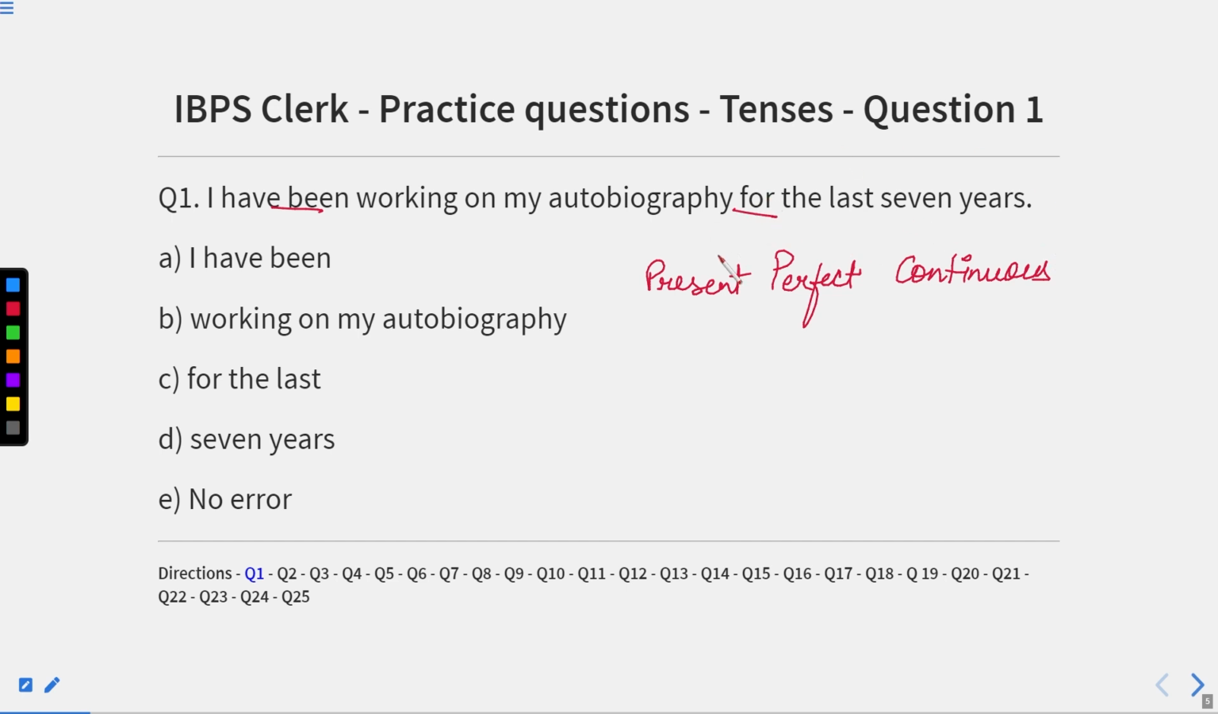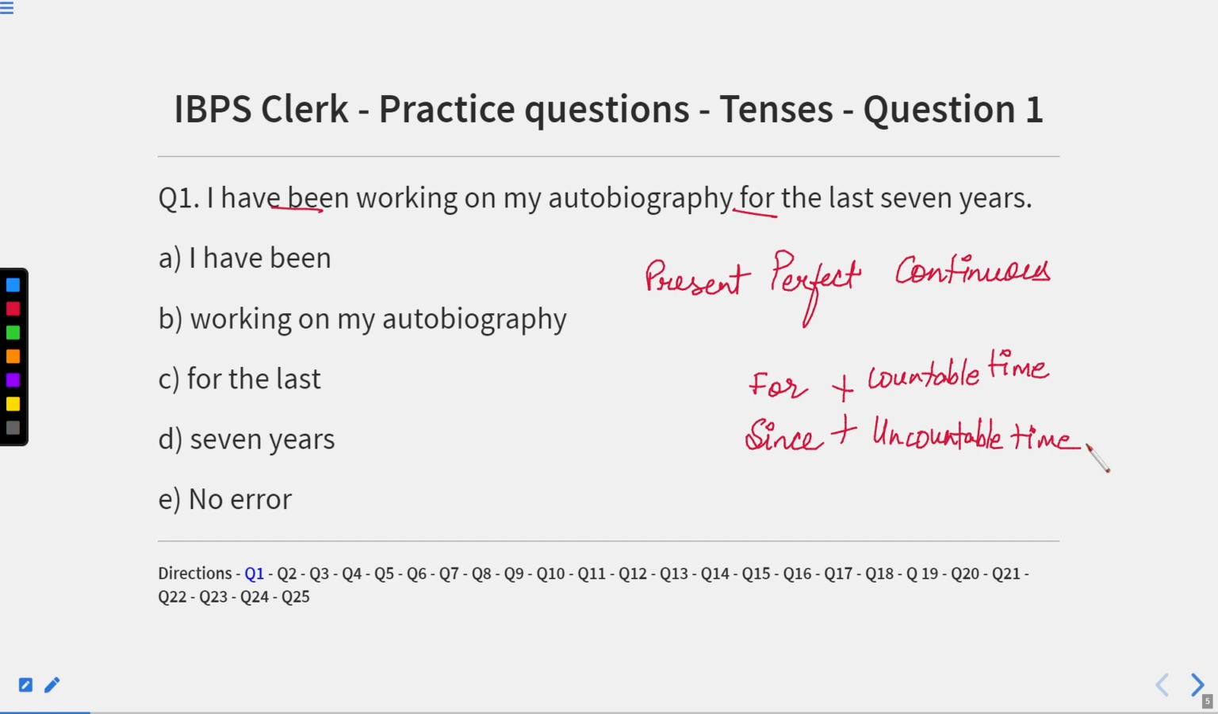On my autobiography for the last 7 years. Now here we have a preposition for. We have a concept like with the word for or since. Whenever the time is countable, so we have two types of times. One is countable time and another is uncountable time. On the other hand, we call it particular time or not particular time, or the time that has units with it. So since is always followed by uncountable time, whereas the preposition for is followed by countable time.